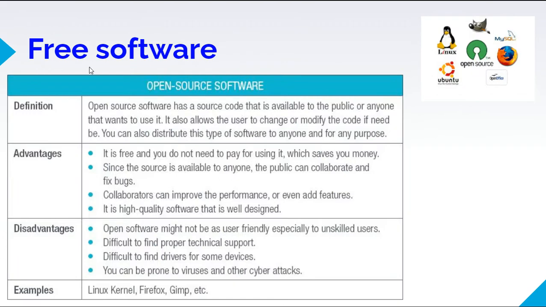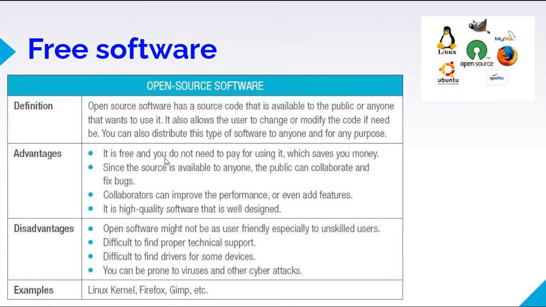So, what do we know about free software? Well, if we're looking at open source software that you've gotten for free, it has a source code that is available to the public or anyone that wants to use it. It allows the user to change or modify the code if need be. So you could change the code in the program. Now, that could be dangerous because it could make the program not work. But if you know what you're doing, you could actually improve the program. That could be quite nice.